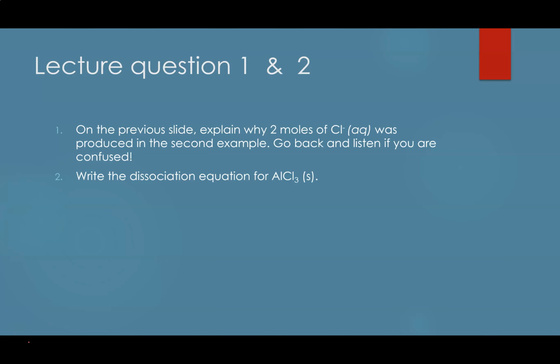All right, that brings us to our first lecture question. The first question says, tell me why 2 moles of chlorine was produced in the second example. If you aren't sure what the answer to this is, I'm going to point you backwards to our slide and maybe listen. The other one is going to say, write the dissociation equation for this compound. This compound is aluminum, symbol Al, chloride, symbol Cl. When you're done with that, go ahead and move forward.